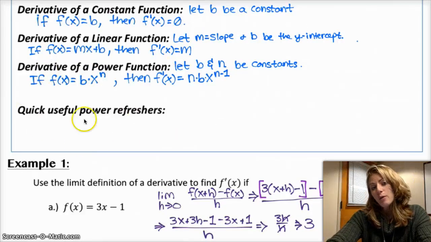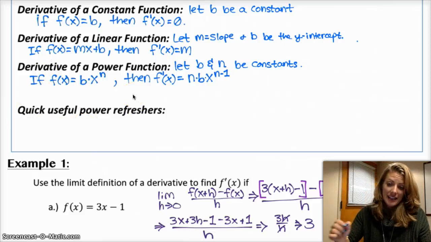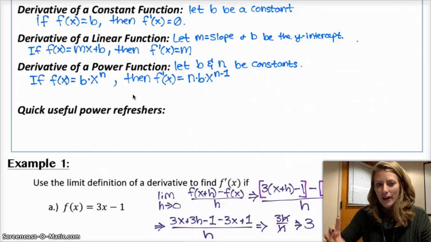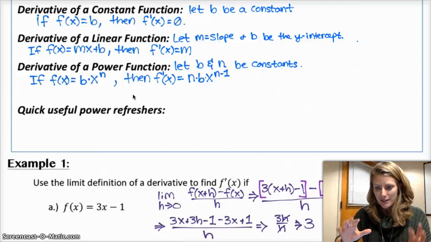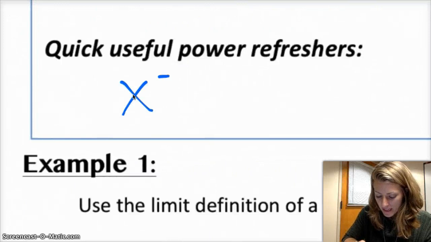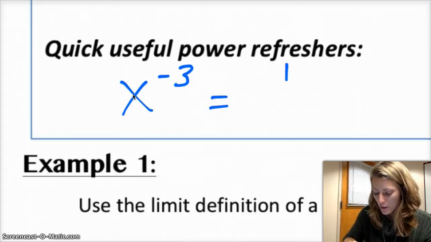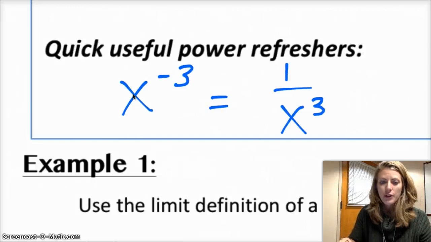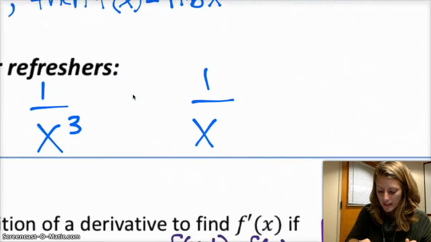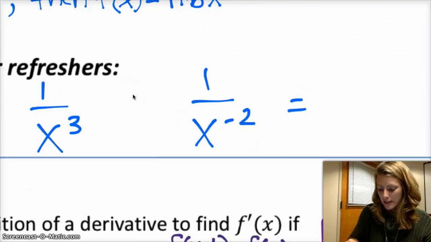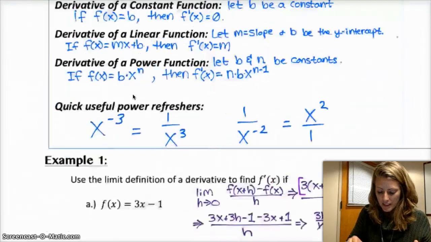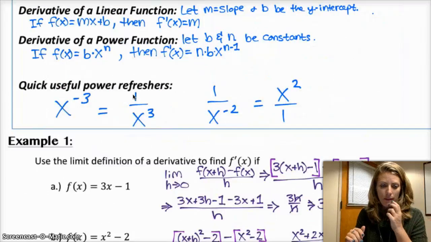A quick useful power refresher is that negative exponents change where the base is. Let me just show you instead of explaining it. Just a refresher, x to the negative 3 is the same thing as 1 over x to the positive 3rd. And similarly, 1 over x to the negative 2 is the same thing as x to the positive 2 in the numerator over 1. That will be useful.